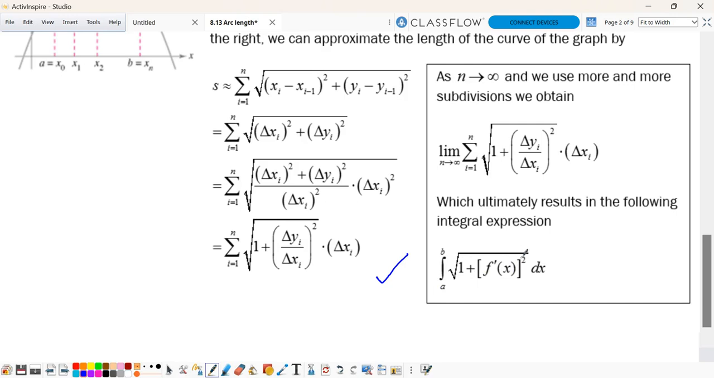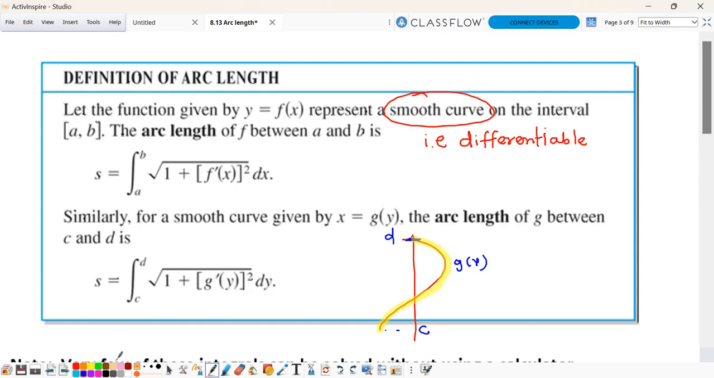A to B, the integral of the square root of 1 plus f prime of x squared. Many students forget to square. Sometimes students forget to find the derivative. So let's use this formula. On the other side, let's talk about the definition. There is not really a definition, but anytime a derivative is involved, the function has to be differentiable. That's why we call it a smooth curve.